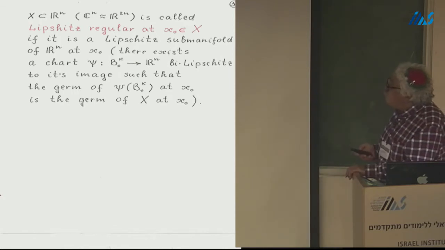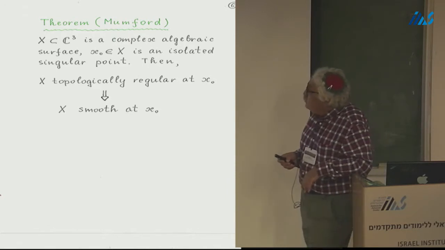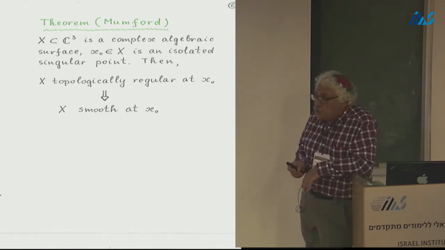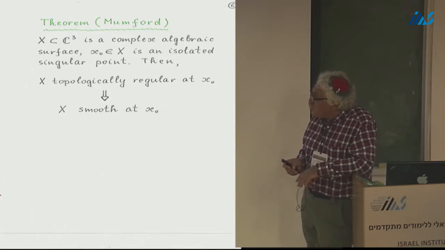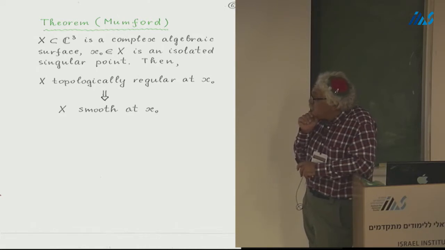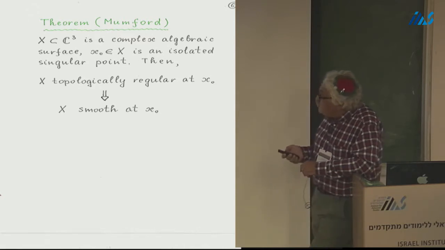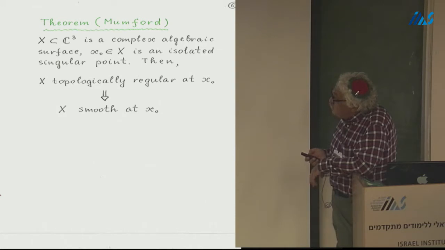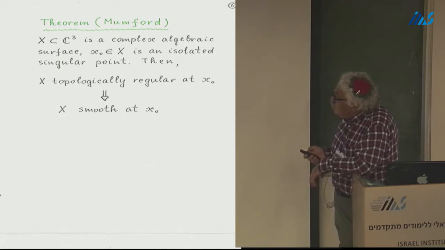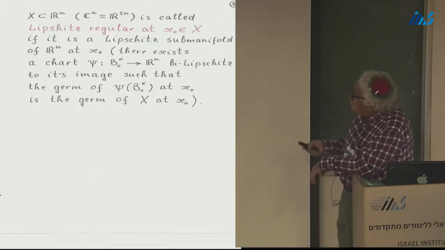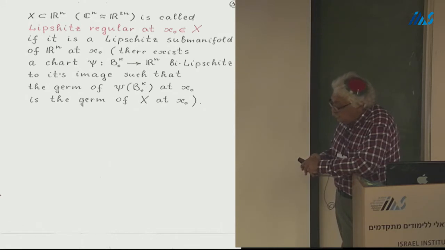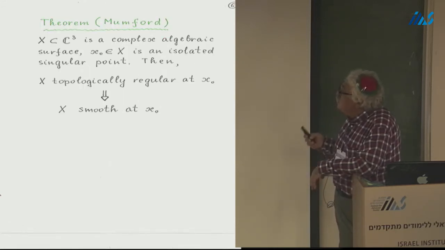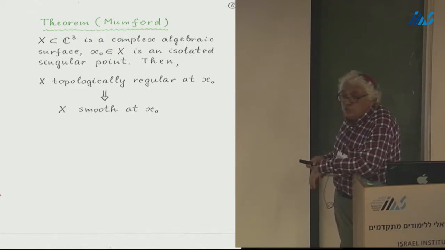So let me remind you of a theorem of Mumford. This theorem really was a sort of motivation for coming back to the study of complex algebraic singularities. If you have a complex algebraic surface in C^3 with a point x0, and it is topologically regular at x0, so topologically regular means the same as Lipschitz regular, but the chart is just a homeomorphism, then the theorem of Mumford was that topological regularity implies smoothness.